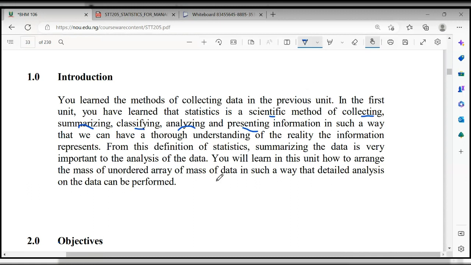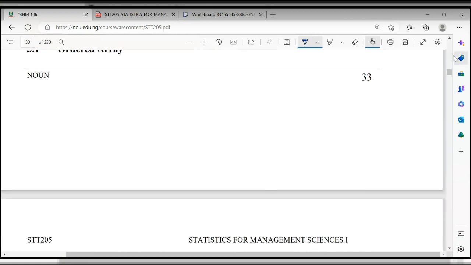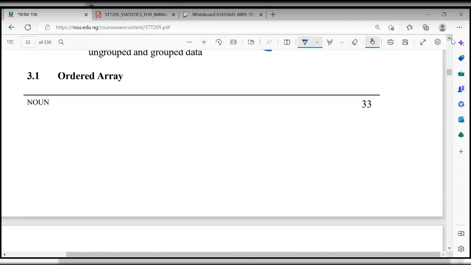Now, in most cases, the data can be quite plenty. It could be huge. It could be unordered. When I say unordered, it might be poorly arranged. So it is your work to sort everything out. So we have ordered array. First, we are going to look at ordered, and then we say that data can be unordered. It can be ordered. It could be many things.